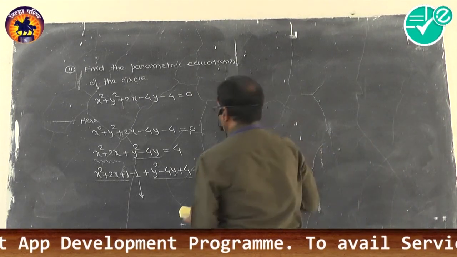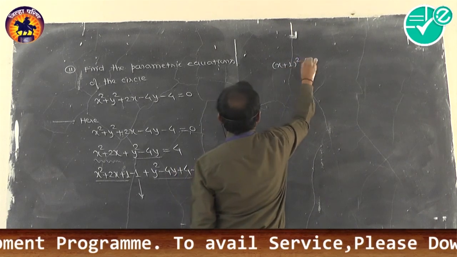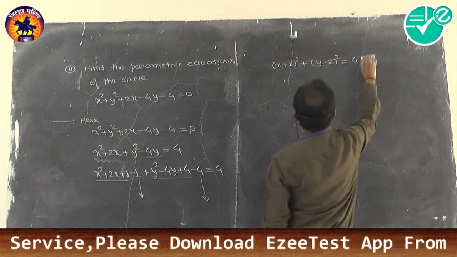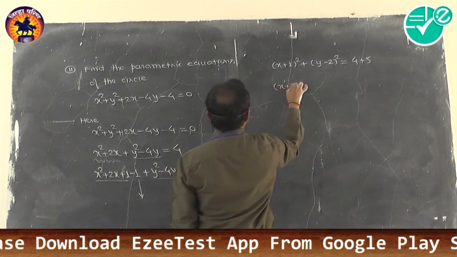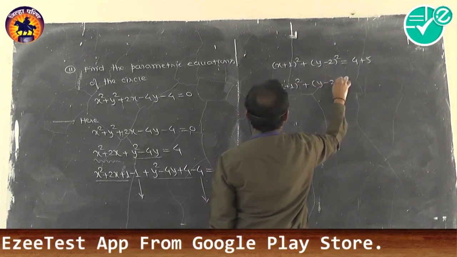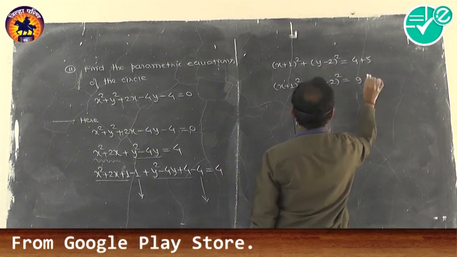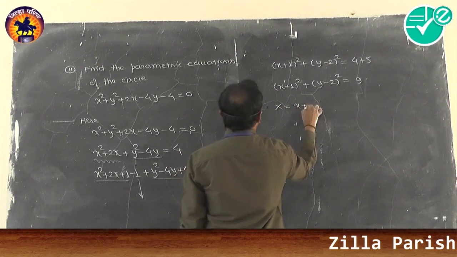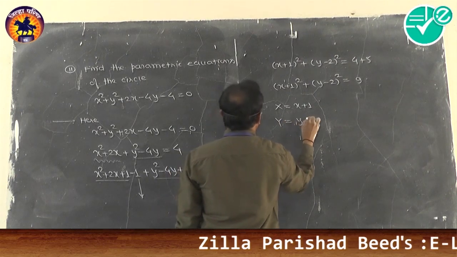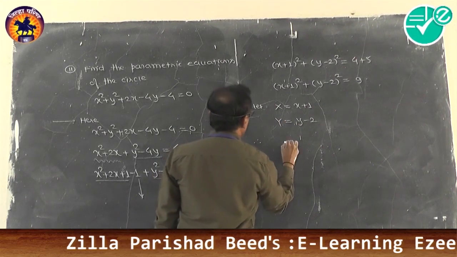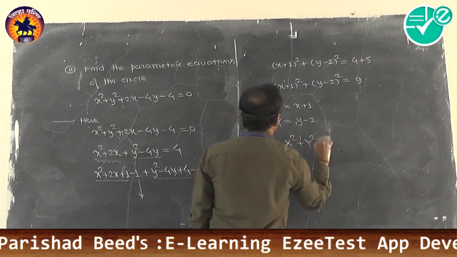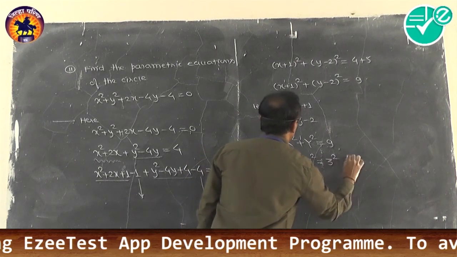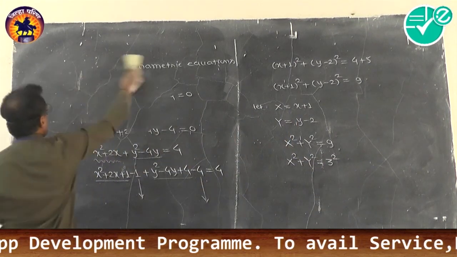I can write this equation as x plus 1 whole square plus y minus 2 whole square is equal to 4 plus 5, means x plus 1 whole square plus y minus 2 whole square is equal to 9. Let X is x plus 1 and Y is y minus 2. So your equation becomes X square plus Y square equal to 9, means X square plus Y square is equal to 3 square. So we can write parametric equations fast now.